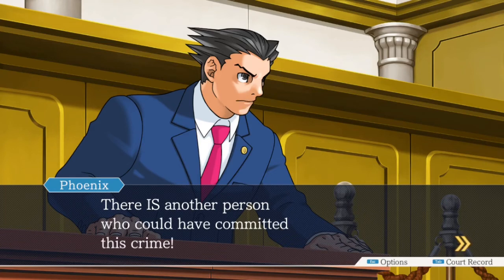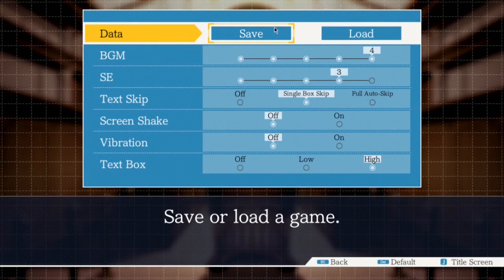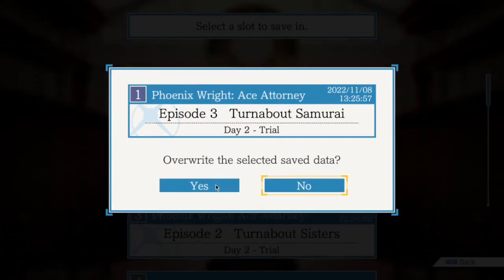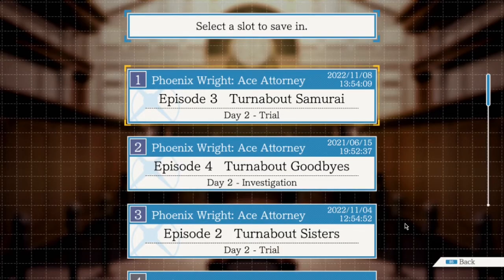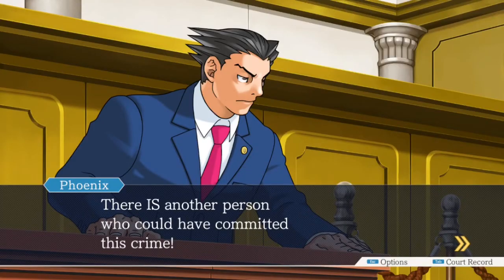I'm gonna save scum just in case this is something serious. I'm being kind of a coward by doing this, but hey, I don't want to go through all this again just because I picked the wrong character.